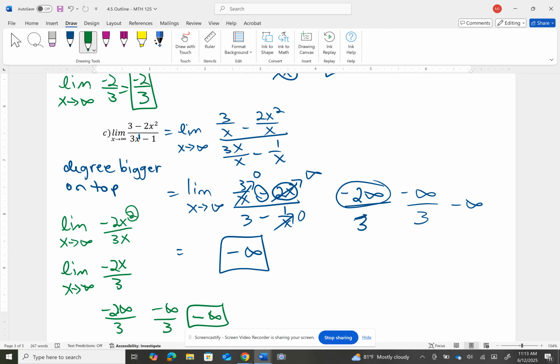So a quick and easy way to analyze limits at infinity is to really look at leading terms and think about the degree on top and bottom. And these are the cases that you typically have. Okay, and we're going to summarize it on the next page.